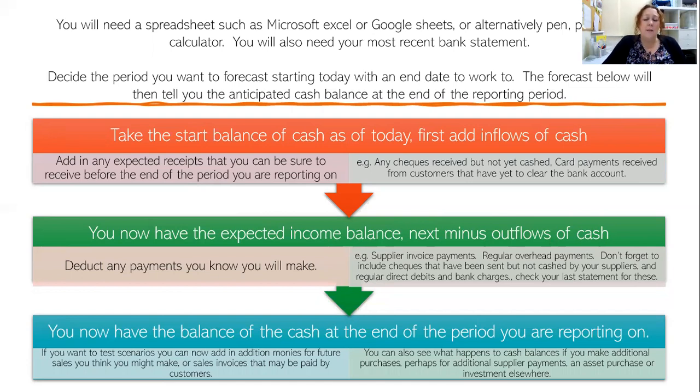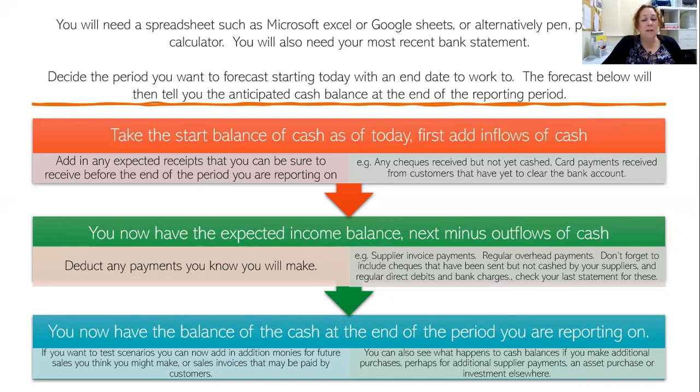I'm just going to say that the way you create a cash flow report is you take your cash balance as of today's date. You decide what date you want to report your cash flow for. So that could be by the end of the day today. It could be the end of this week. It could be the end of the month. It could be 3 months or even a year.